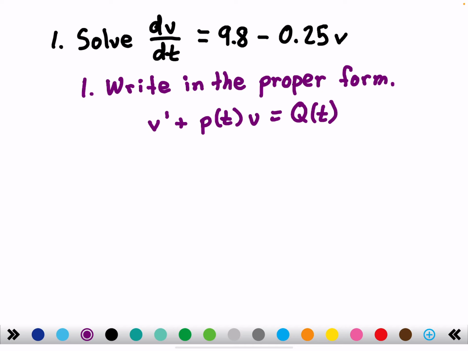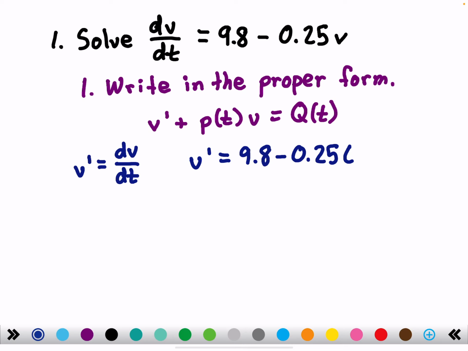Now, what can we notice? First of all, v prime is equal to dv dt. So that gives us v prime equals 9.8 minus 0.25 v. Then all we need to do to get this equation into the proper form is just move the negative 0.25 v from the right side to the left side by adding 0.25 v. And that will give us v prime plus 0.25 v equals 9.8.